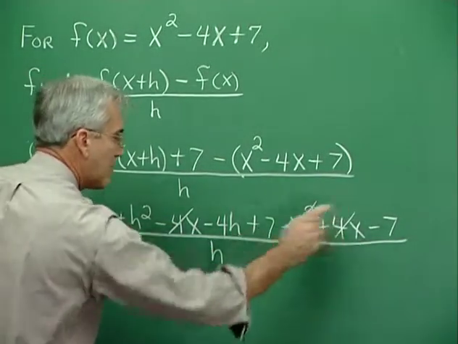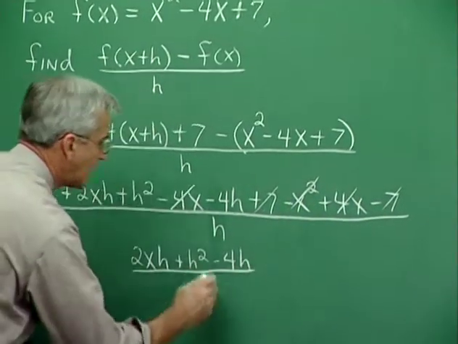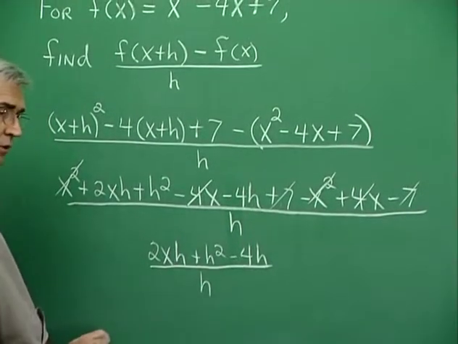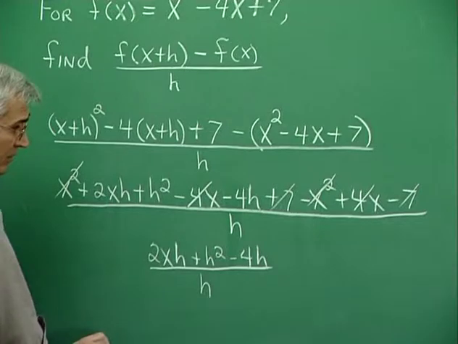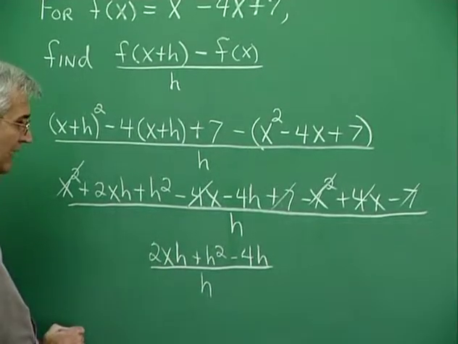And I have 7 and minus 7. Those go out. So a lot of things kind of drop out by themselves, and then all of this is over h. Now h divides every one of these terms in the numerator. That's one way to look at it from here, or I can just factor in the numerator, pulling out an h, a common factor of h.